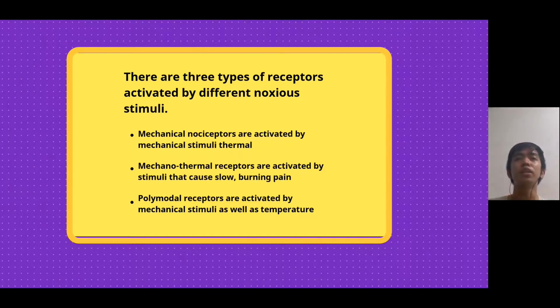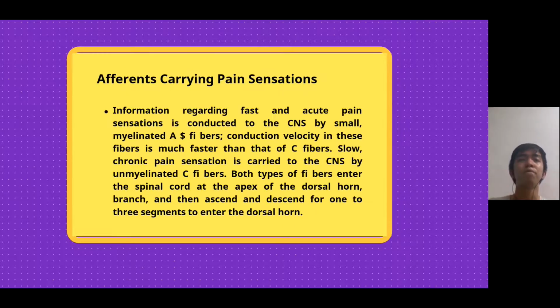First is mechanical nociceptors. They are activated by mechanical stimuli. Second is mechanothermal receptors. They are activated by stimuli that cause slow and burning pain. Third is polymodal receptors. They are activated by mechanical stimuli as well as temperature.